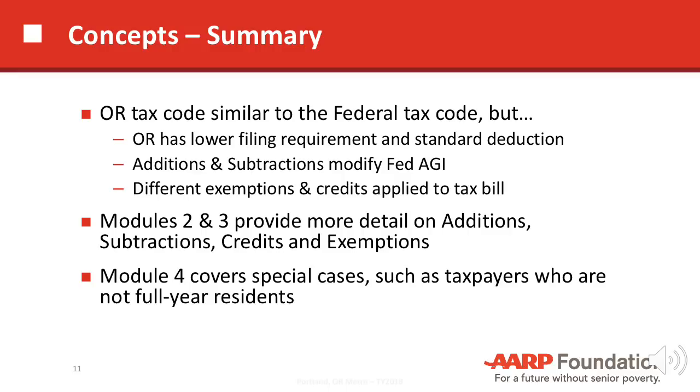So we've talked a little bit about Oregon additions and subtractions, and we'll go over those in more detail in Module 2. Also, remember that Oregon has a lower filing requirement and a lower standard deduction. So you'll want to be sure and do a federal return and fill out the Schedule A, even if you don't expect them to itemize at the federal level. The differences in exemptions and credits we'll talk a little bit more about in Module 3, and then we'll finish up in Module 4 with registered domestic partners, and we'll talk about residency there.